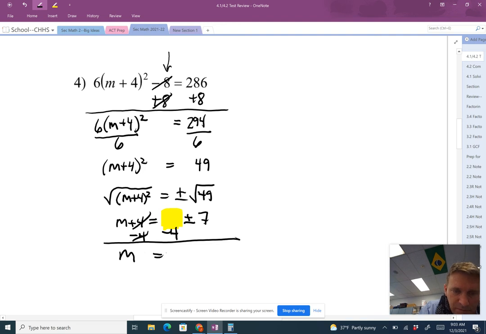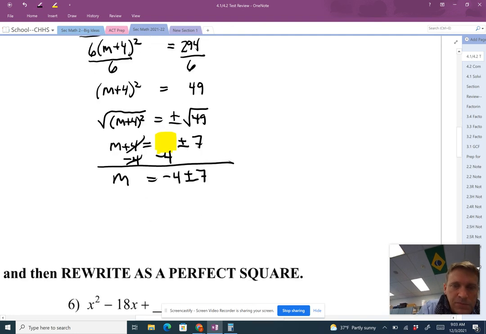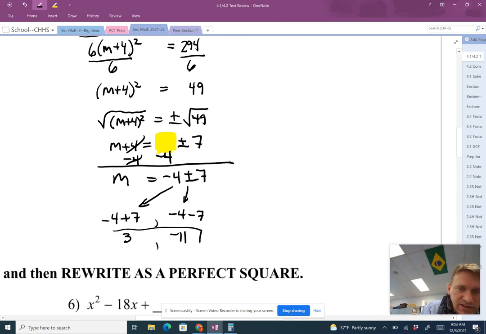And that gives us m is equal to negative 4 plus or minus 7. Remember, the plus or minus is on the 7, not on the 4. And so here we can separate this out, and we get negative 4 plus 7, which would be 3, or negative 4 minus 7, which would be negative 11. And so our solution set is 3 and negative 11.